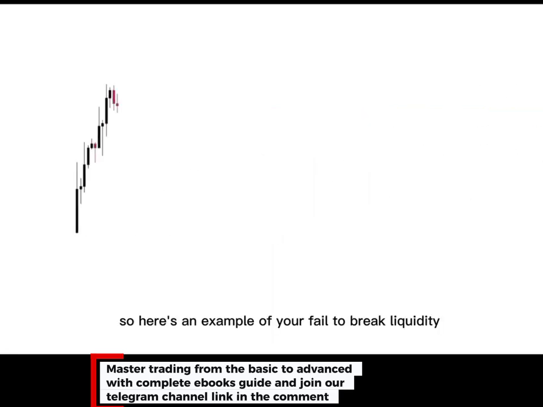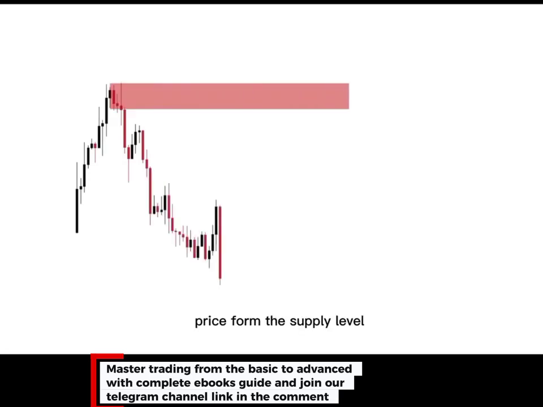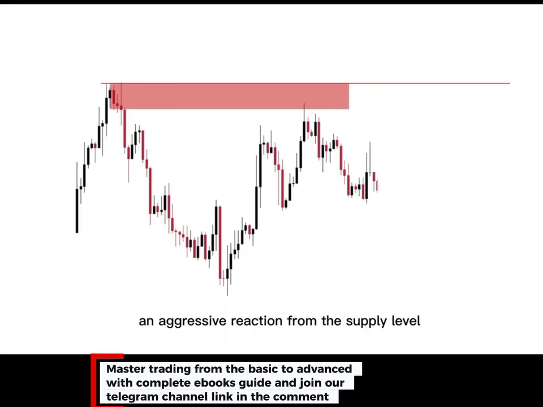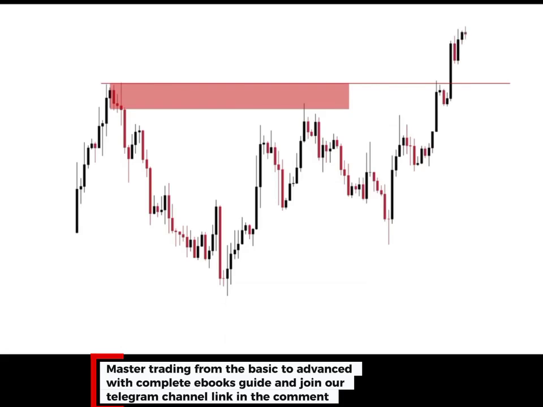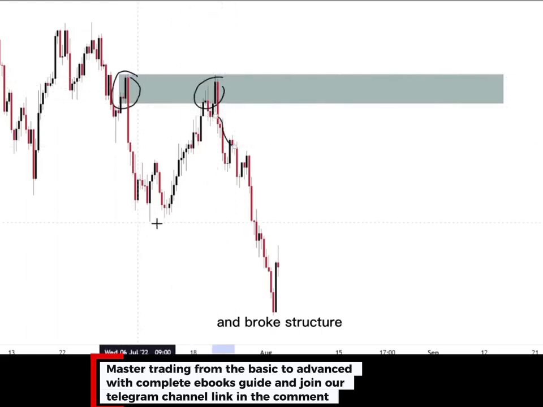So here's an example of your failed to break liquidity. Price formed the supply level. An aggressive reaction from the supply level, forming the liquidity to later be absorbed. So let's take a look at this example. You always want to look to the left and you want to look to what happened previously. What happened here? We know that there was a supply level here. Price came to the supply level and reacted and broke structure.